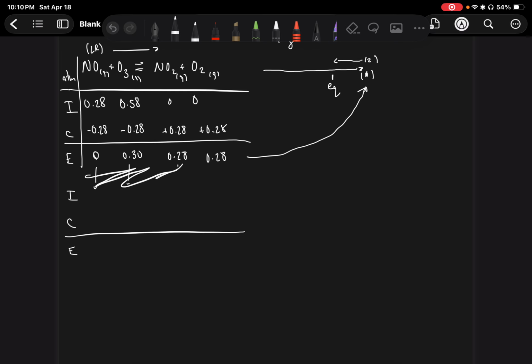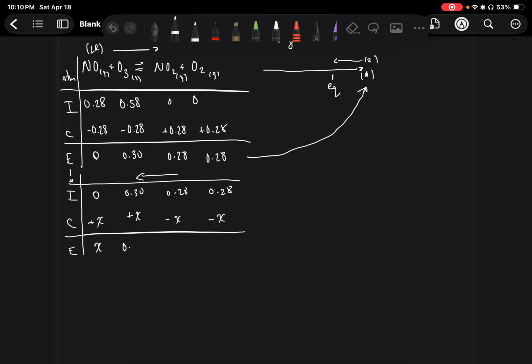Just bring these 2 here. I'm not going to write all that. So what are we going to start with? 0, 0, 0.30, 0, 0.28, 0, 0.28. Now we're going to be going this way, plus x, minus x, minus x. And in this case we're not going all the way to completion, so we need to find out what the value of x is.